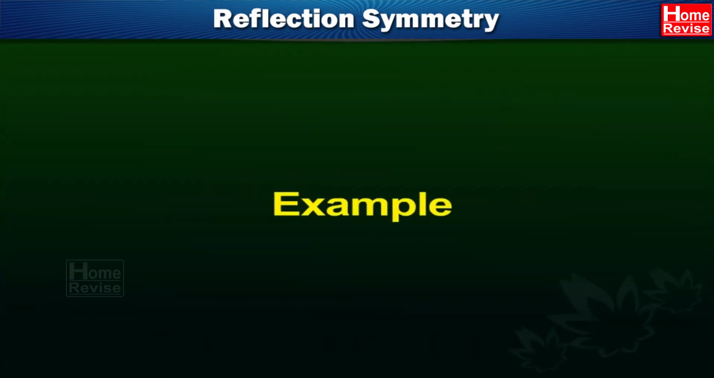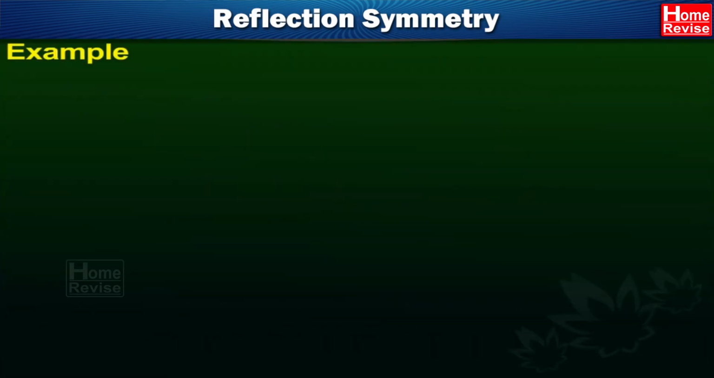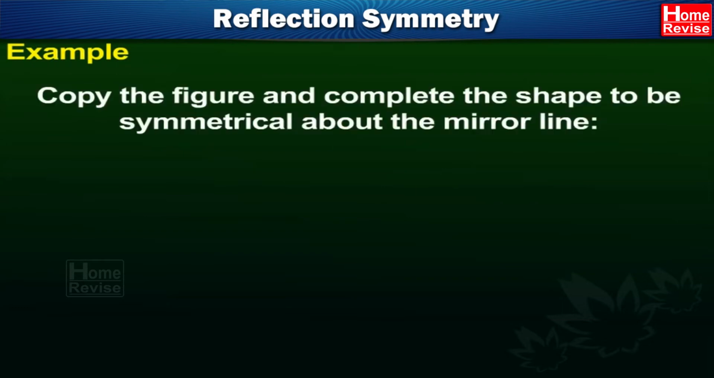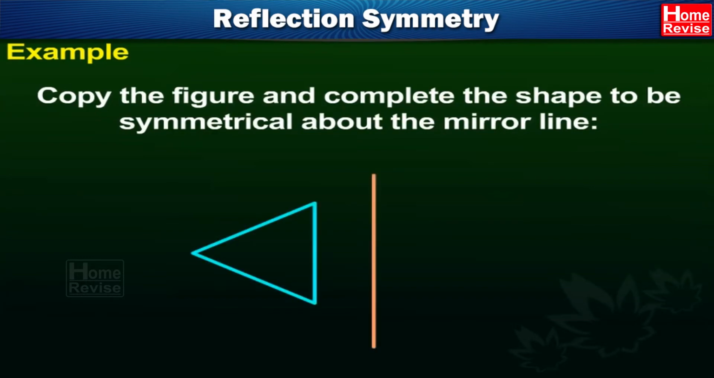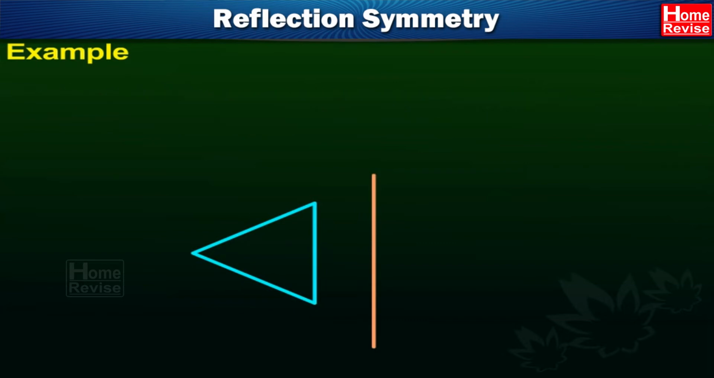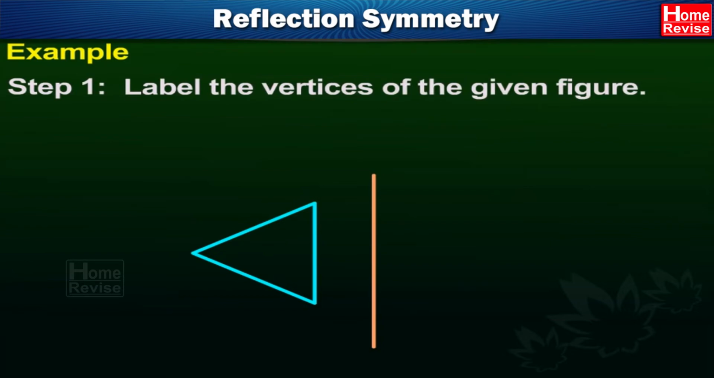Let us consider one example. Copy the figure and complete the shape to be symmetrical about the mirror line. This is the given figure. First, we label the vertices of this given figure as A, B and C.